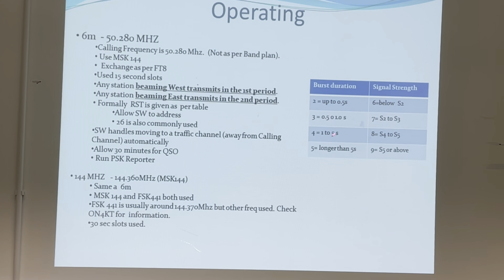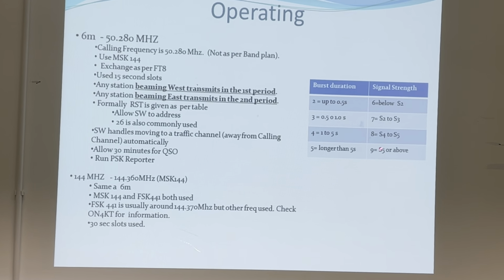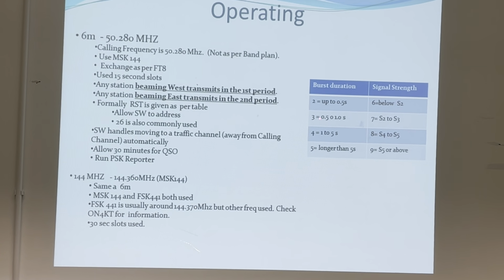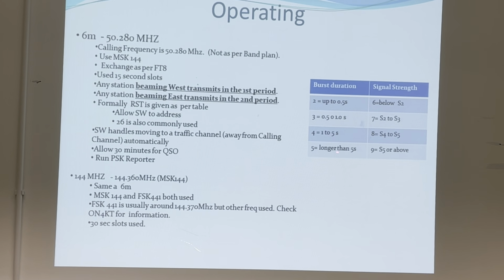This table here is how you work out the signal strength. This is the official one. So if your burst is up to 0.5 of a second, you give them a 2. If it's between 0.5 and 1, you give them a 3. 4 from 1 to 5 seconds. If it's longer than 5, right? If you want to work it out.